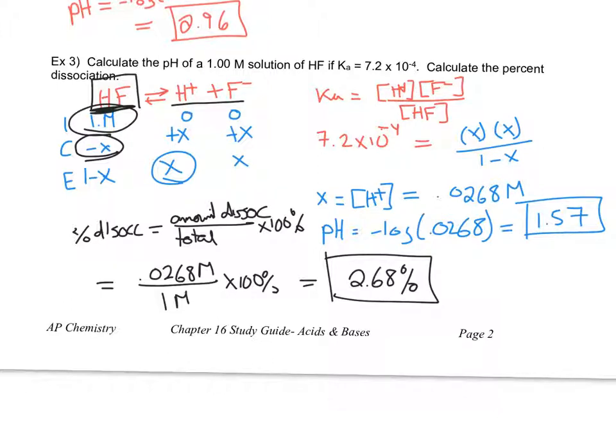And compared to weak acids, HF is one of the stronger weak acids. That Ka is relatively large for weak acids. So, you know, most acids do very, very little ionization.